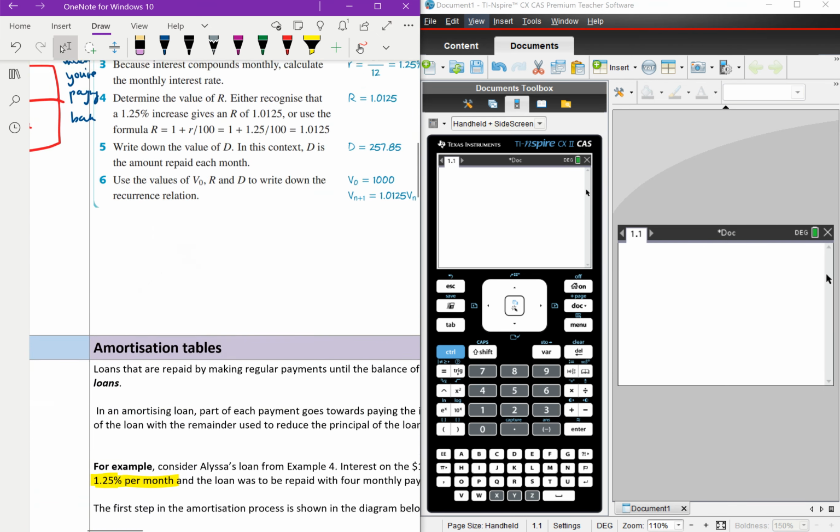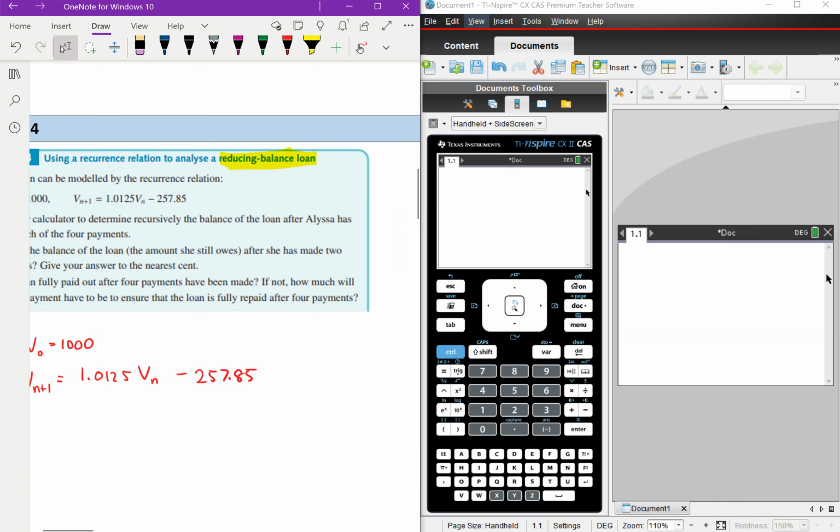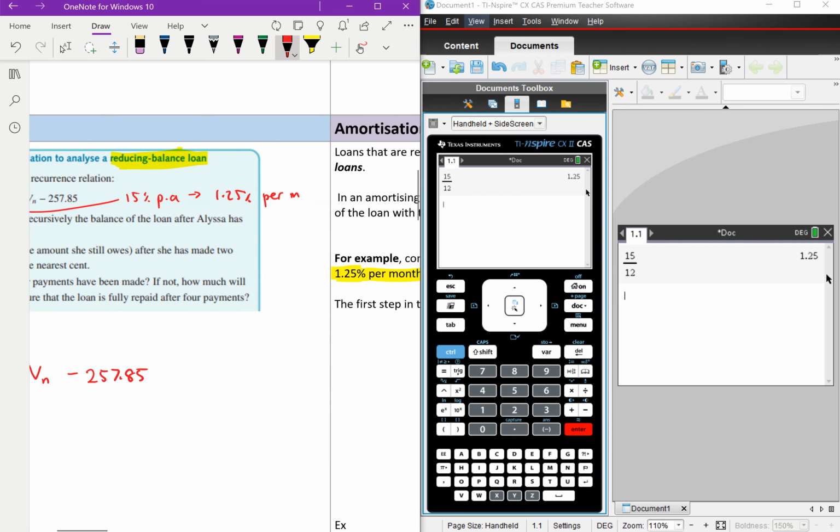Okay, so we know that. I'm just going to write it here to remind ourselves. This is essentially 15% per annum. To change it to monthly rates, that's 15 divided by 12, which gives you 1.25. So that's 1.25% per month. That's the rate per month.